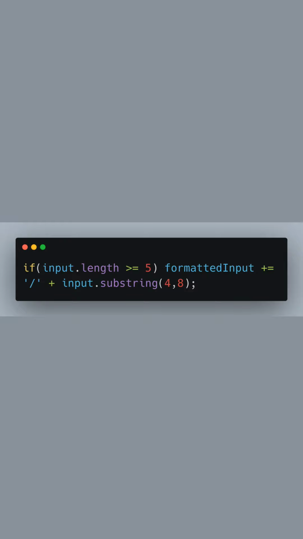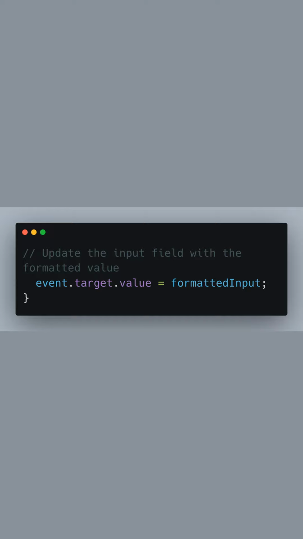Once we have at least 5 digits, another / is added followed by the last 4 digits for the year. This step finalizes the date format and aligns with the MM/DD/YYYY pattern. Similarly to the phone number field, we update the input field with this formatted date string, enabling the user to see their input in a clear, consistent date format as they type.